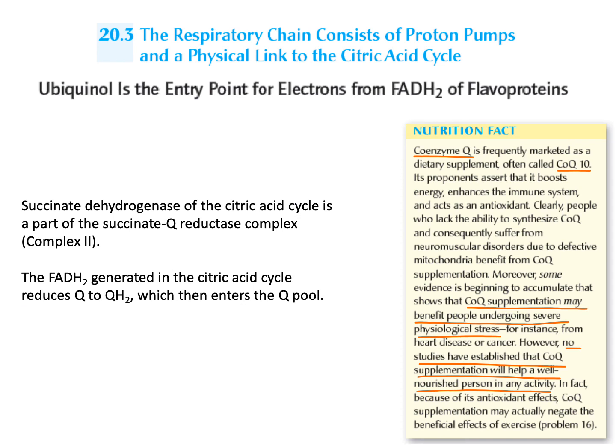Let's look at the second complex in the transport chain, complex 2. Ubiquinol is the entry point for electrons from FADH2. The succinate dehydrogenase of the citric acid cycle is a part of complex 2, the succinate-Q reductase complex. The FADH2 generated in the citric acid cycle reduces Q to QH2, which then enters the Q pool.